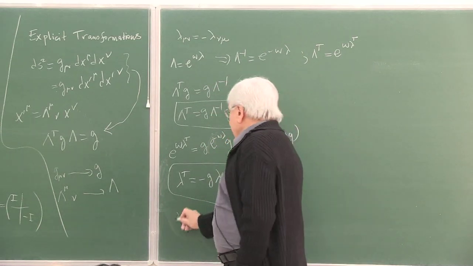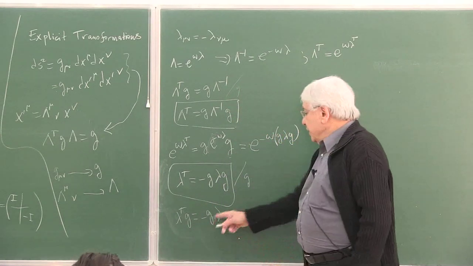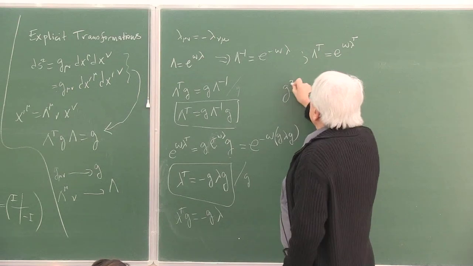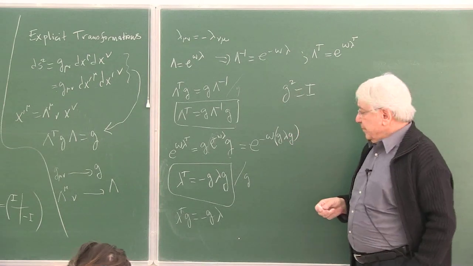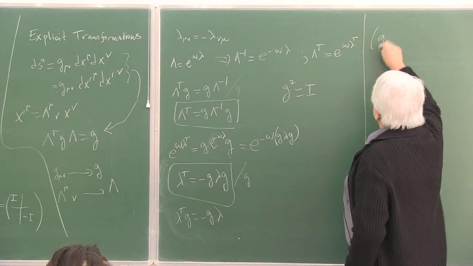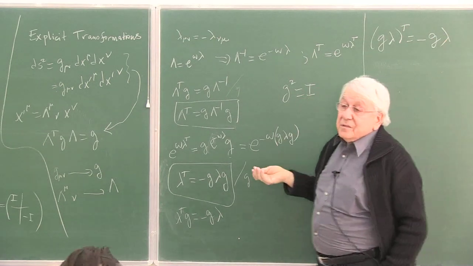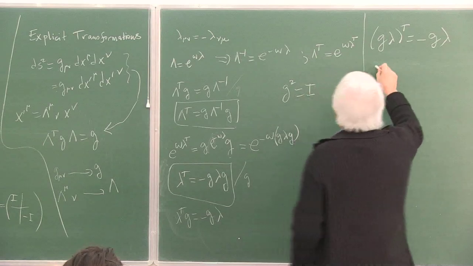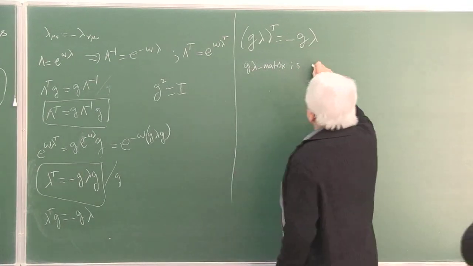So what do I have? Lambda transpose G is equal to minus G lambda, because G squared is 1. That's the property of this G. Perhaps I should write it to emphasize that this G is such that its inverse is itself, so that its square is 1. So what do I have in here? What I have in here is G lambda transpose is minus G lambda. Okay. Indeed, G lambda as a matrix is anti-symmetric. So let me write it in plain English. G lambda matrix is anti-symmetric.